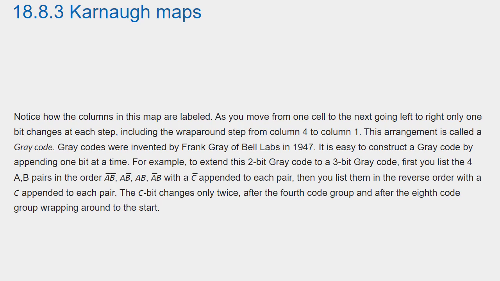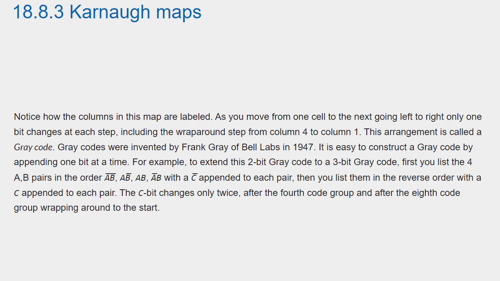Notice how the columns in this map are labelled. As you move from one cell to the next, going left to right, only 1 bit changes at each step, including the wraparound step from column 4 to column 1. This arrangement is called a Gray code. Gray codes were invented by Frank Gray of Bell Labs in 1947.